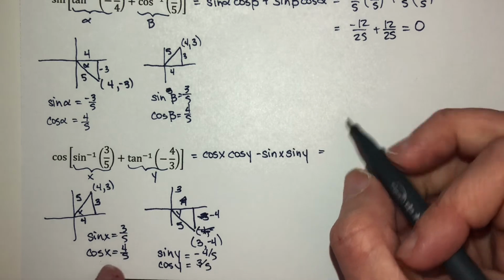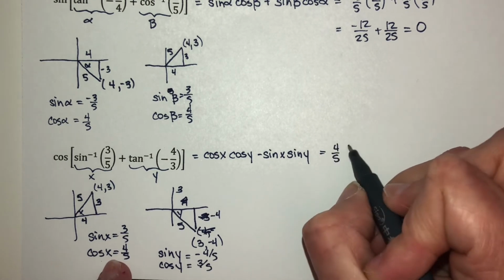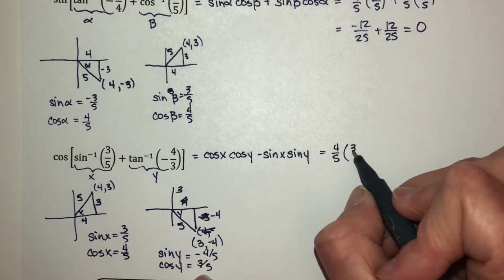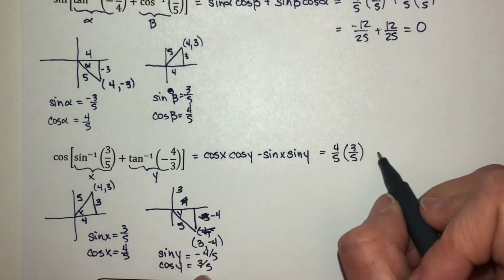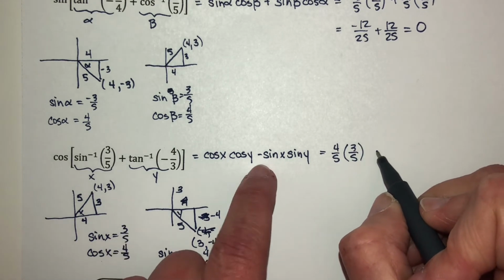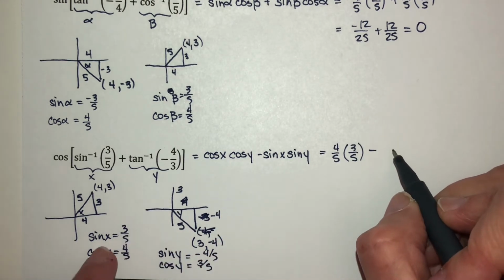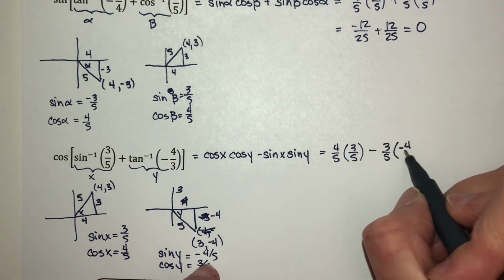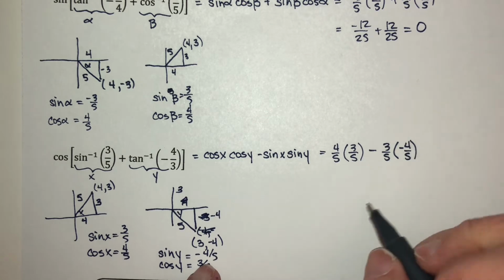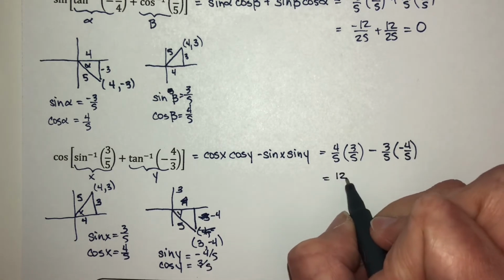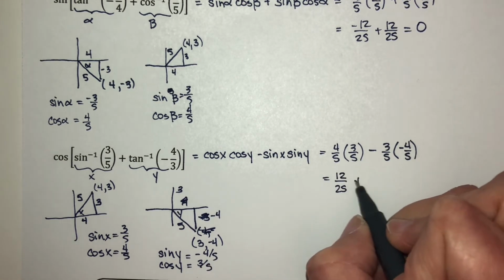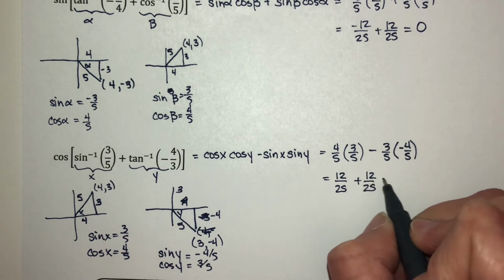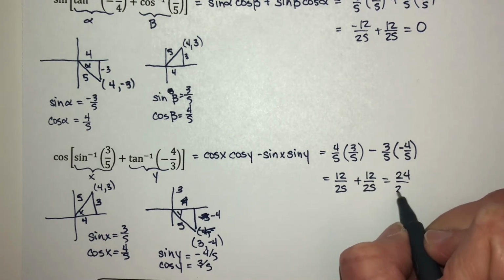So what do we have here? We have 4/5 times 3/5 minus 3/5 times negative 4/5, which gives me 12 over 25 plus 12 over 25, so this is 24 over 25.